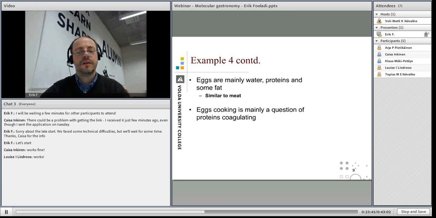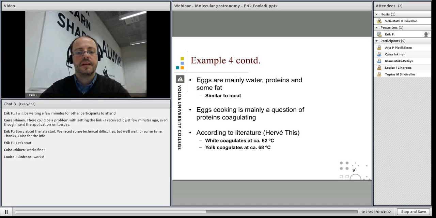Okay, so there is some resemblance between meat and egg. And if you look in the literature, you would say that the white starts coagulating at 62 degrees, the yolk coagulates at 68. I will now leave you 15 seconds to think, what consequence does this knowledge have if it's correct?